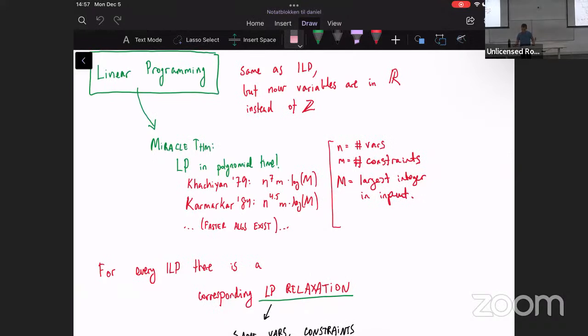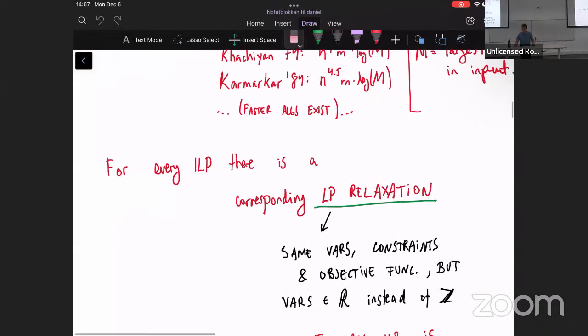So for every ILP, there is a corresponding LP relaxation. What does it mean? If I give you an ILP, it's an objective function and a set of constraints, and I'm asking you, give me an integer solution. I can treat the same input as an input to linear programming instead, because the set of inputs is exactly the same. So the LP relaxation of an ILP is just the same input instance viewed with new glasses, namely the real variable value glasses.